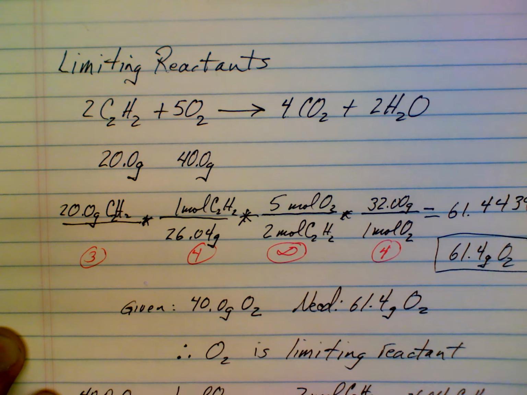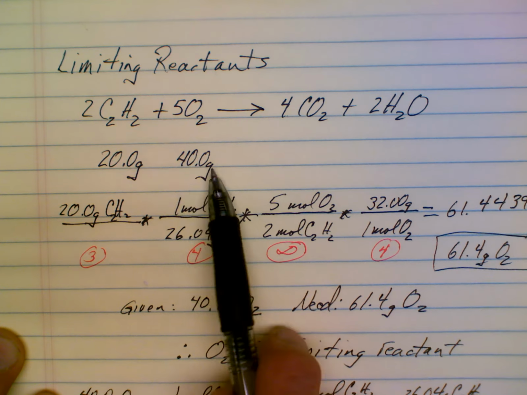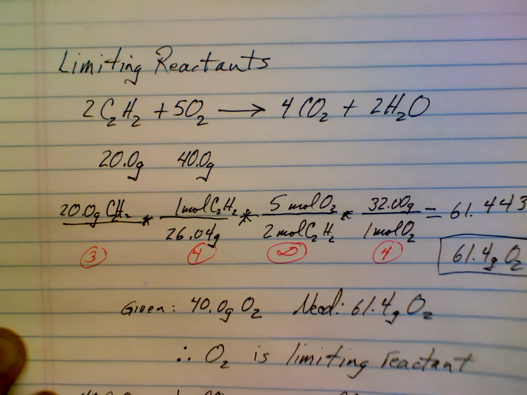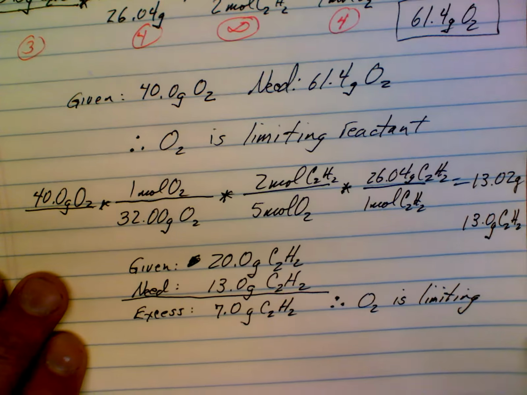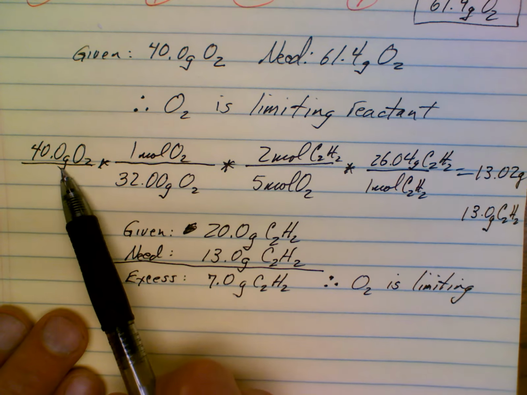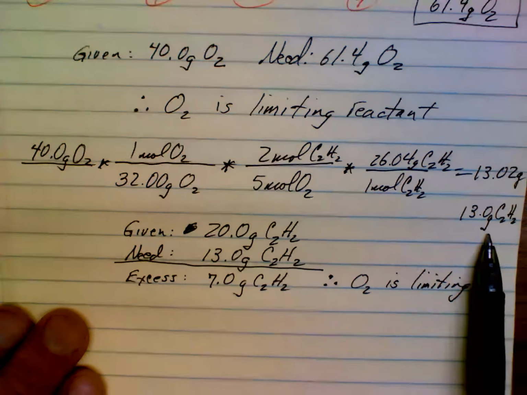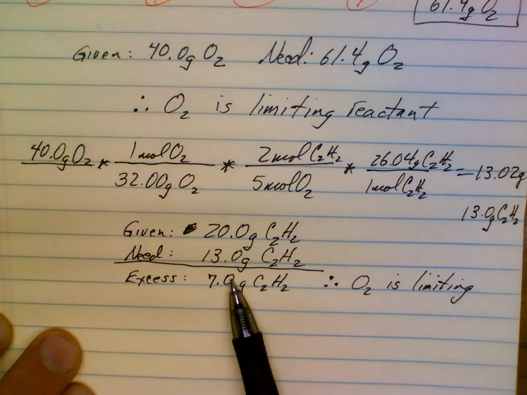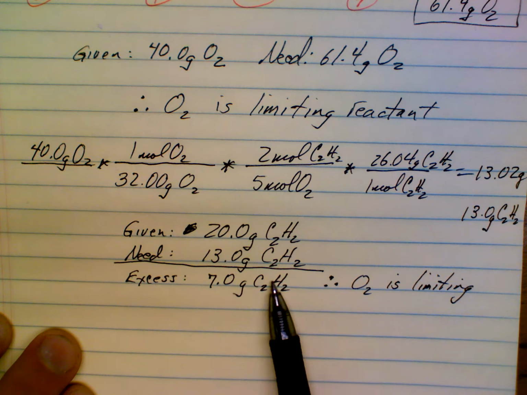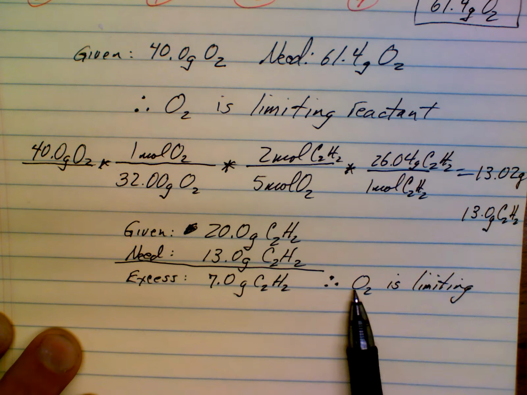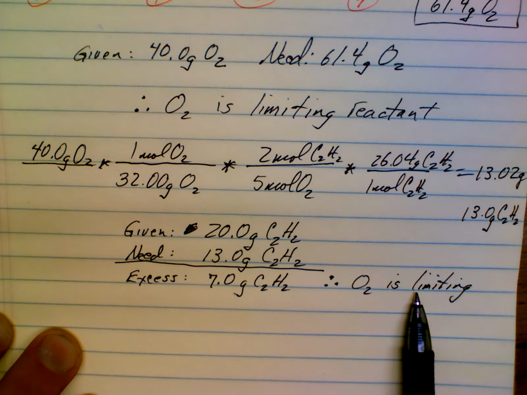Okay. It could have been that you chose the 40 grams of the oxygen to start with instead of the 20 grams of the acetylene. So if we did it that way, again, just to recap, we started with our 40 grams of oxygen, and we go through our calculations and we find out that we needed 13 grams of acetylene. So we determined then that we have an excess of 7 grams of acetylene. Well, if we have excess of the acetylene, then the other reactant is obviously completely consumed. So then the oxygen is then determined as the limiting.